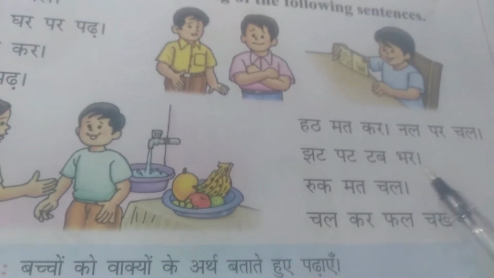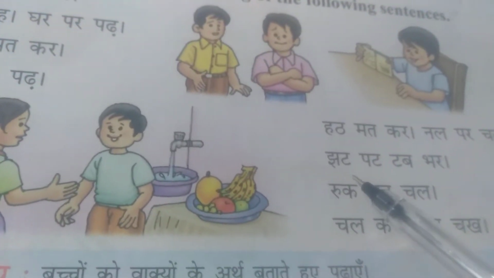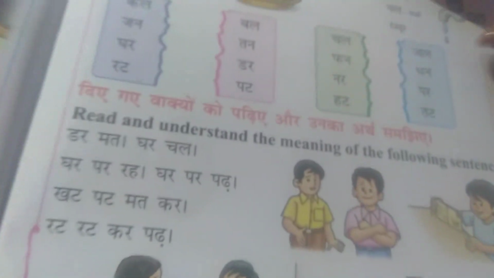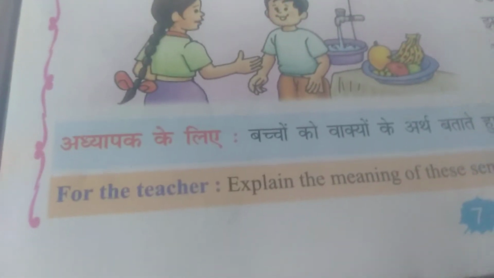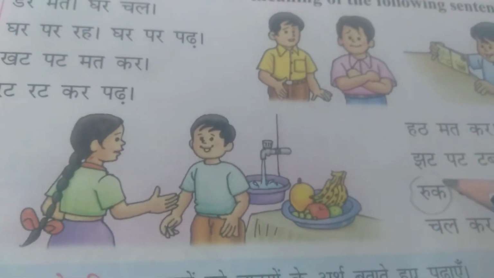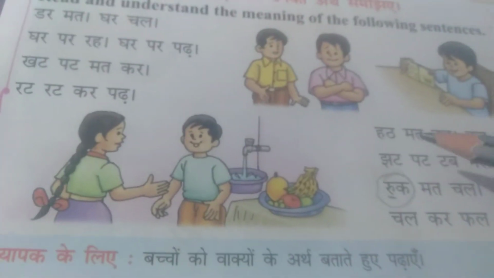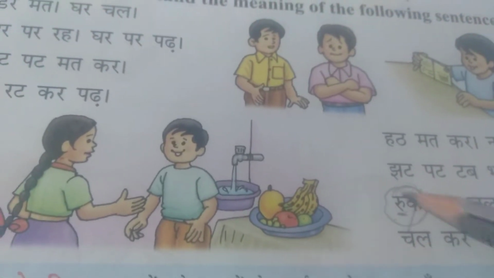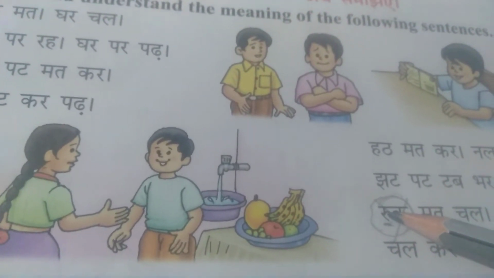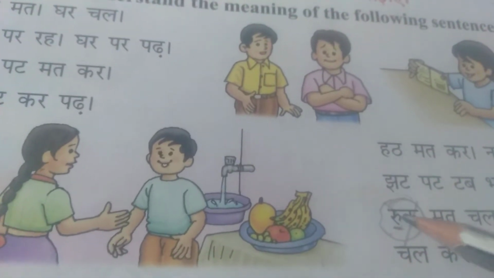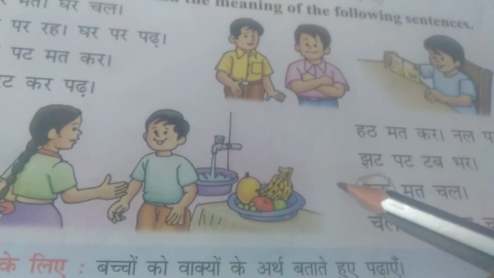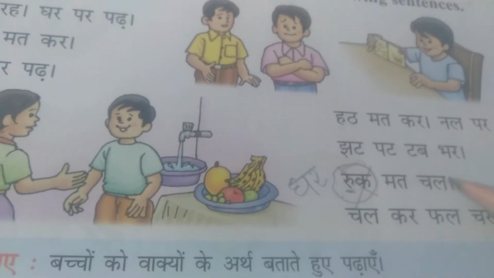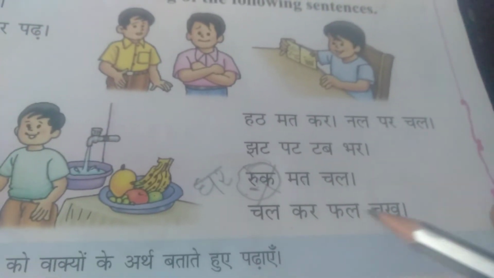Now here this word, look here, I will circle this word for you. Why I am saying this: I didn't give the matra practice to you, children. Here they had given, before I start the matra, the word ruk. Instead of ruk, I had given in your classwork, ghar mat chal. So don't use this word ruk because it comes under the matra, choti u ki matra. So I don't want to use this word. Instead of that, you can use ghar. Ghar par, ghar mat chal, chal kar fal chakh.